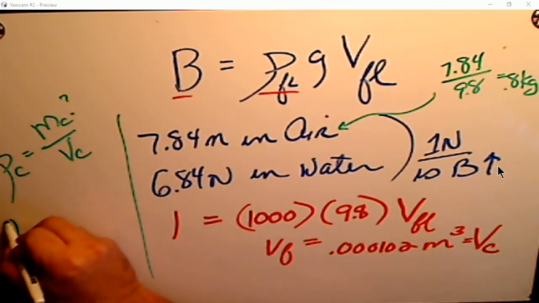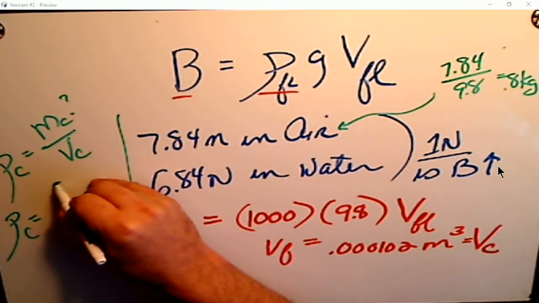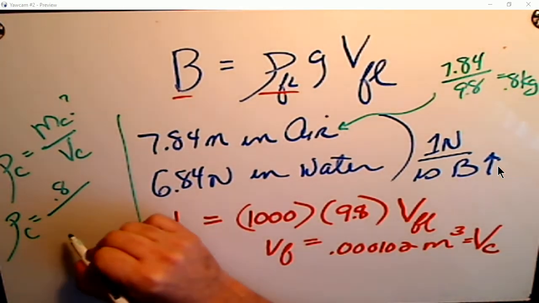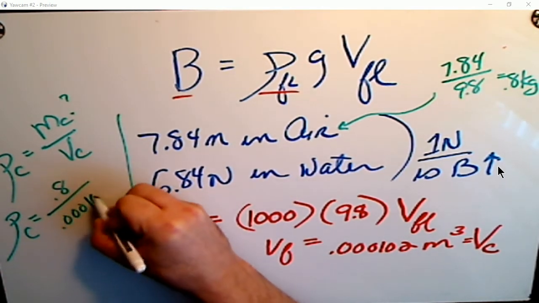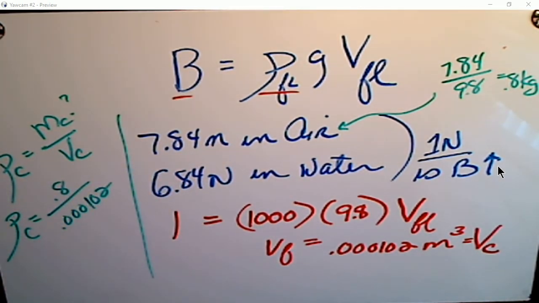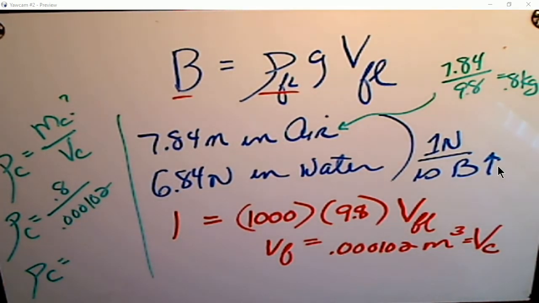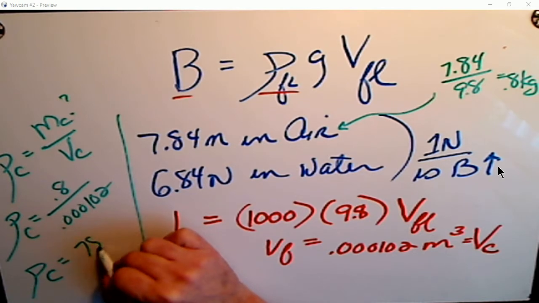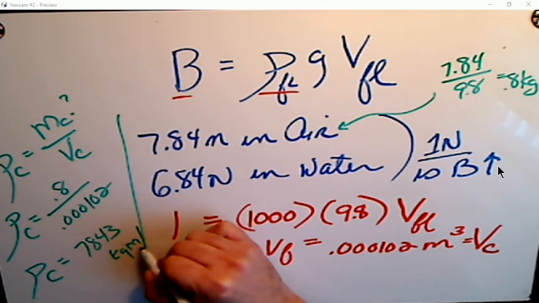So, the density of the crown then is equal to 0.8 divided by the volume of the crown, 0.000102 meters cubed. So we could get the density of the crown. Give you a second to do that math. So that is 7843 kilograms per meter cubed.